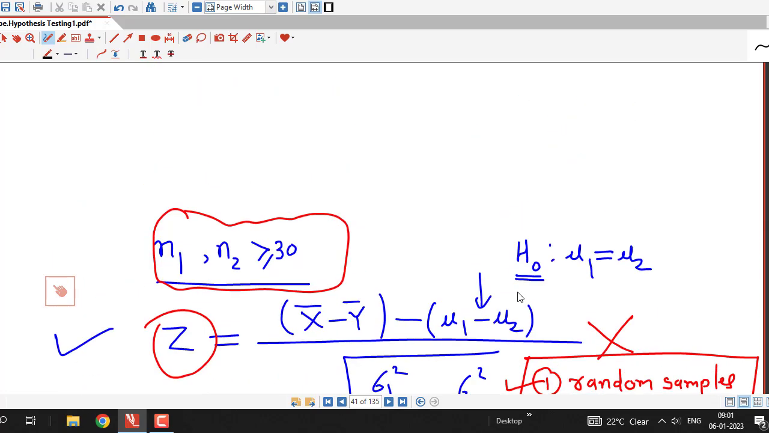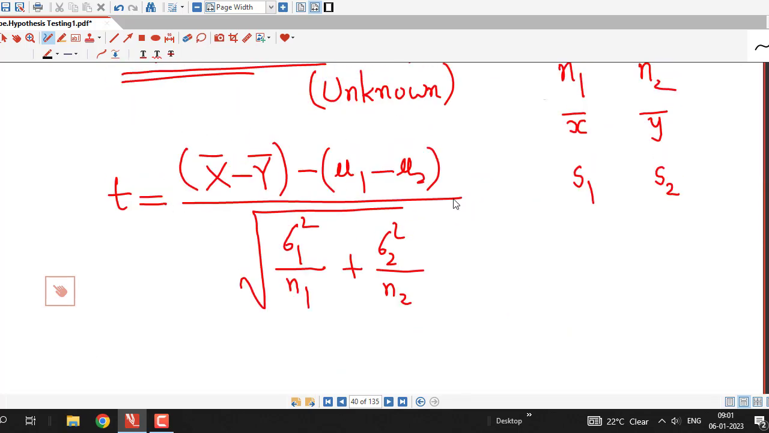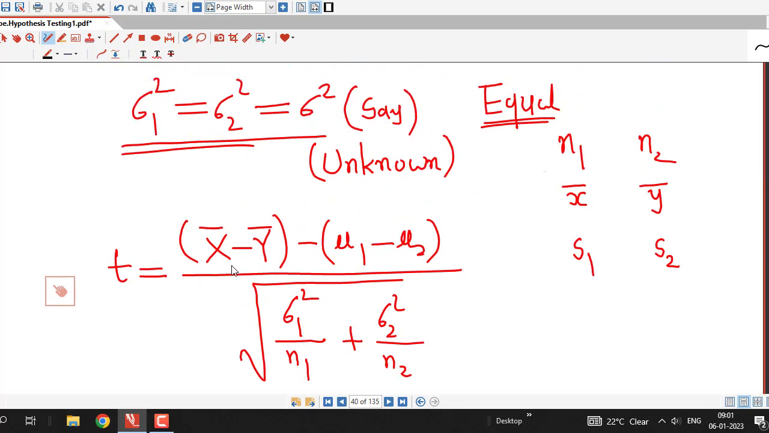Now what is the difference between this formula and the t statistic formula? This is the formula for the z statistic, and now we cannot apply the z statistic because we have small samples. And what is given? We are given that we have equal population variances. So here I can write sigma square, and I can take sigma square common, and because it is in the square root, here I will have sigma outside this.